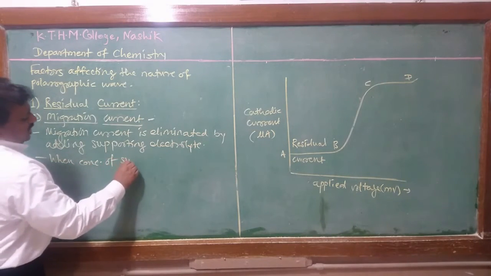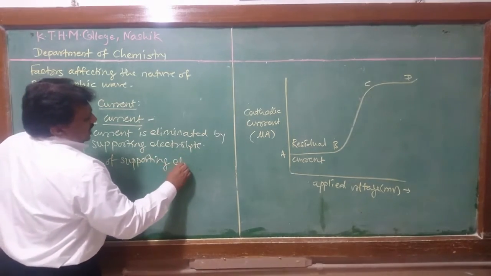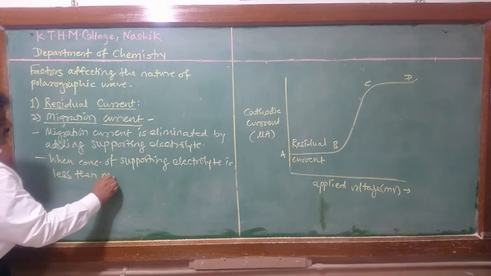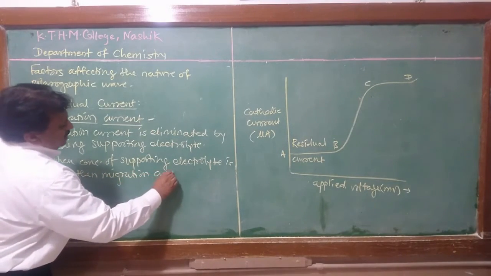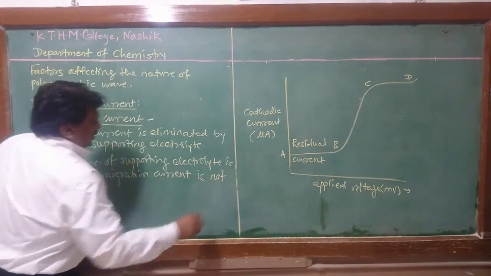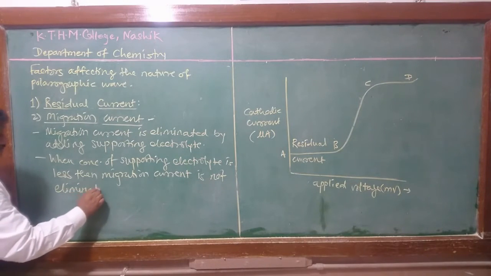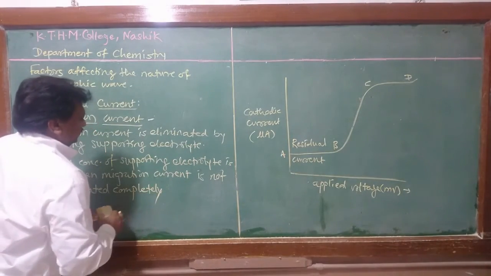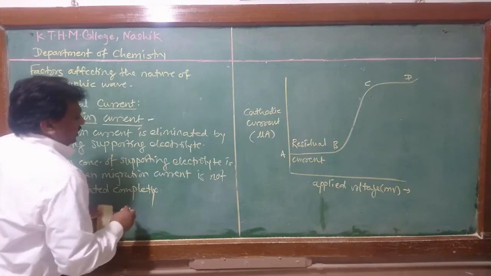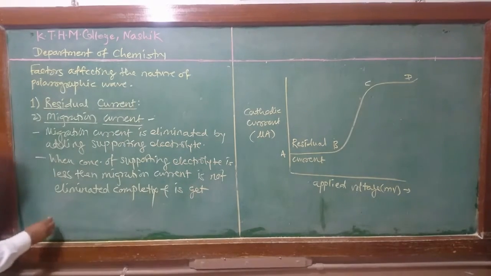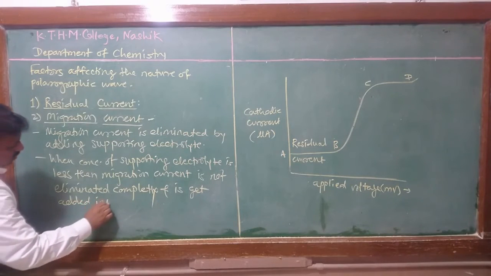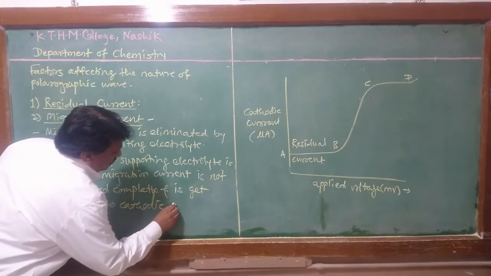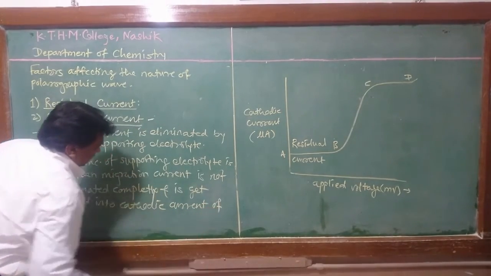When the concentration of supporting electrolyte is less, then the migration current is not eliminated completely, and it gets added into the cathodic current of the analyte.